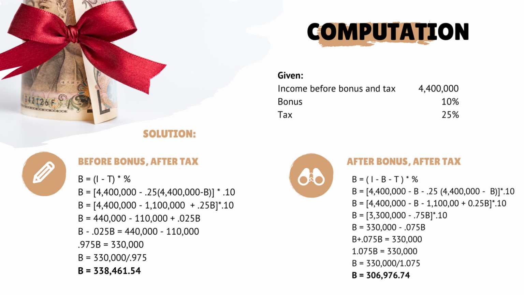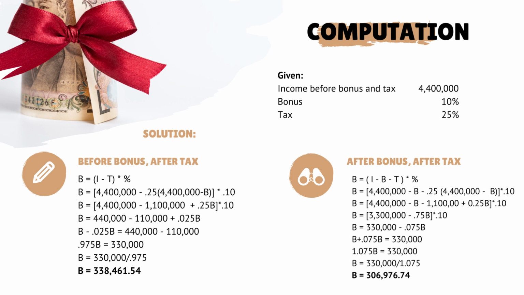Bonus equals 338,461.54. So this is how you compute if you are required to get the bonus before bonus but after tax. Okay, next. Take note here: after bonus and then after tax. So again, where the word after appears, we replace it with minus. So income minus bonus because it's after, and then after tax, so minus tax times the bonus percentage.